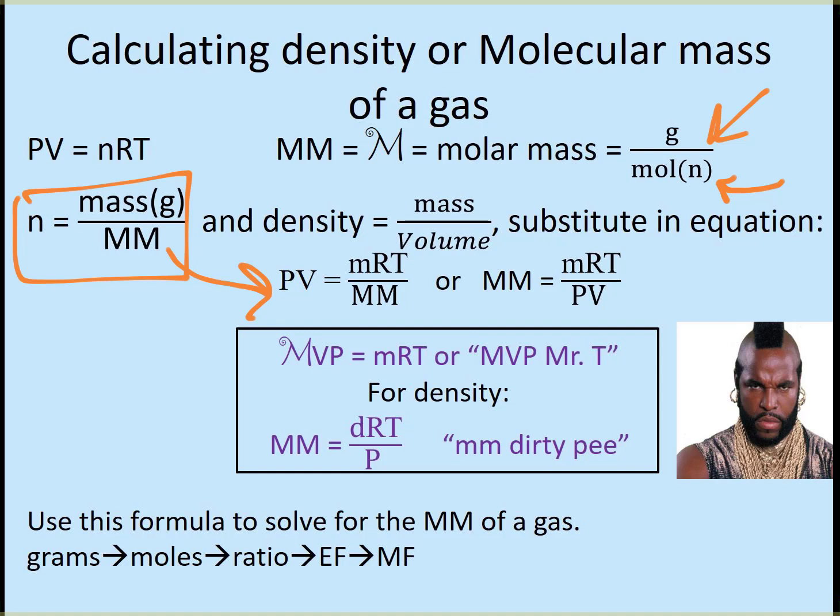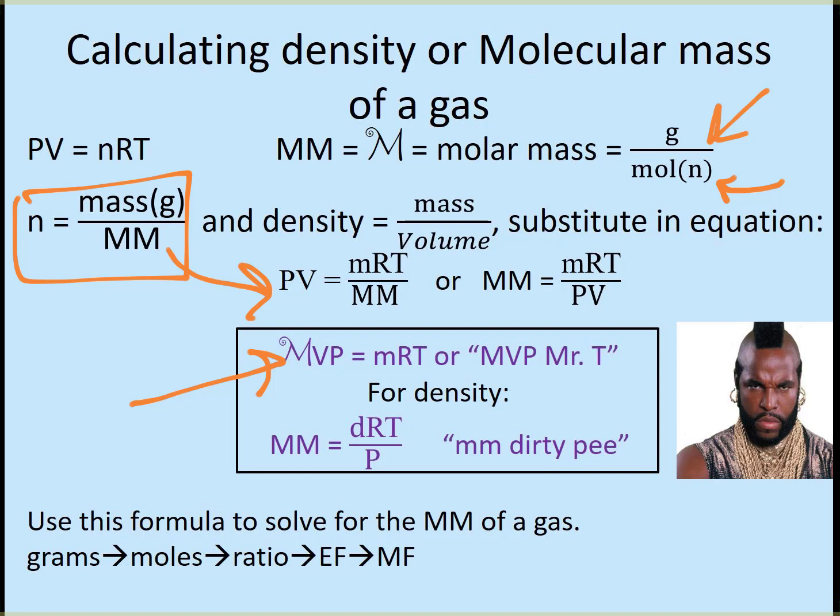We can rearrange this equation to get this. So MVP equals mRT. Another symbol for molar mass is a cursive capital M. So this stylized M there represents the molar mass. So you can remember this formula by MVP mRT. So again, the molar mass times the volume times the pressure equals the mass times the ideal gas law constant times the temperature.